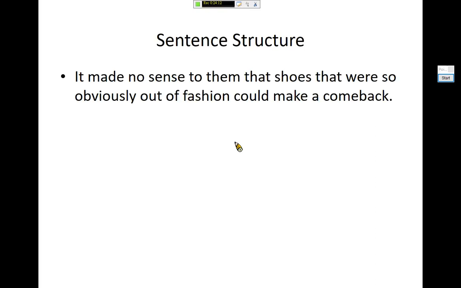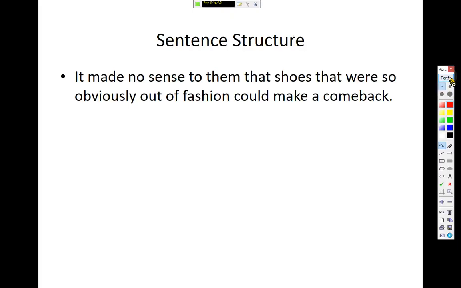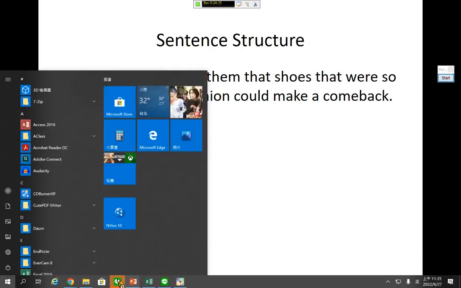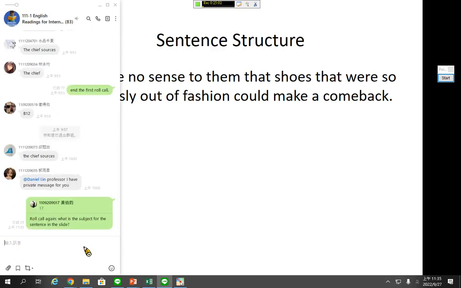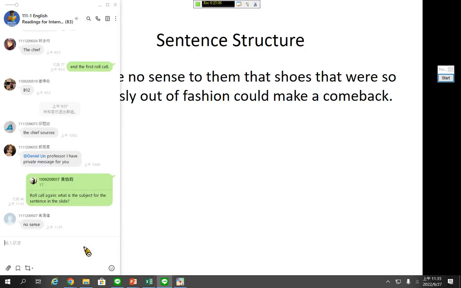It made no sense to them that shoes that were so obviously out of fashion could come back, could make a comeback. So this one seems very long, right? Then, what is the subject for this one? Anyone knows the subject for this one? So let's try to do this again. Okay, now type in your answer. Rocco, again, what is the subject for the sentence on the slide?